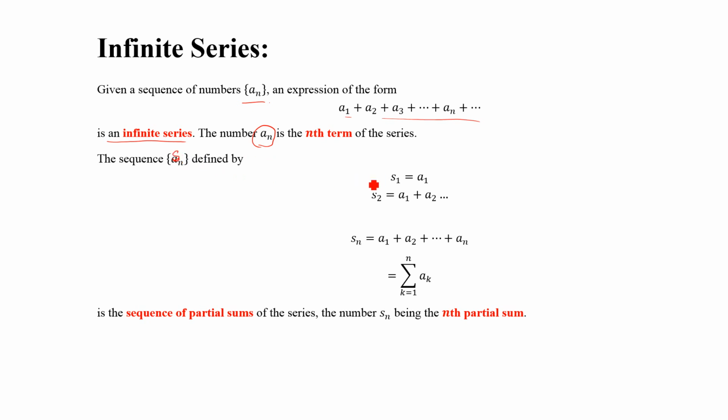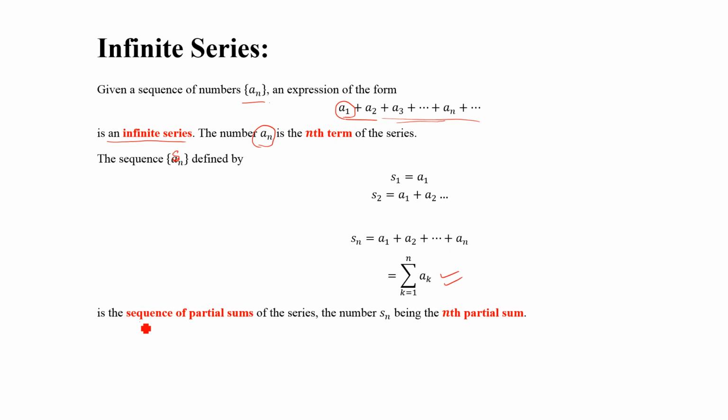The sequence S_n is defined by S1 equal to a1, that is the first term only. S2 is the sum of two terms, a1 plus a2, and so on. S_n is equal to the sum of the first n terms of the series, that is the sum of a_k, k equal to 1 to n. This is the sigma notation for this sum.